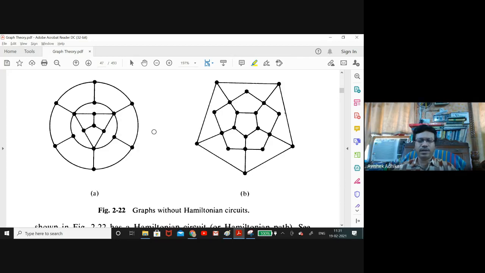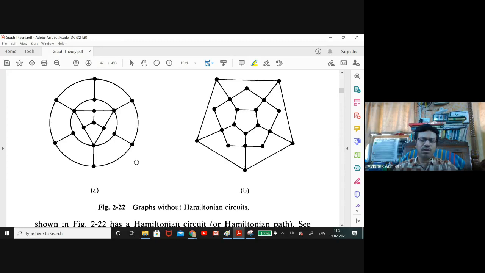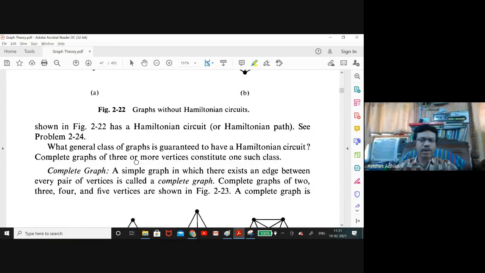So these graphs are called regular graphs, but this is not a regular graph, of course. There are graphs where the degree of each vertex is exactly the same. These graphs are called regular graphs. In my last class, I have already mentioned complete graphs.